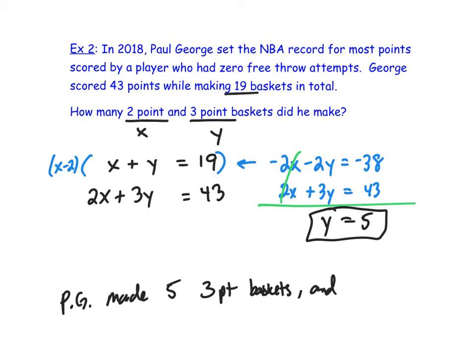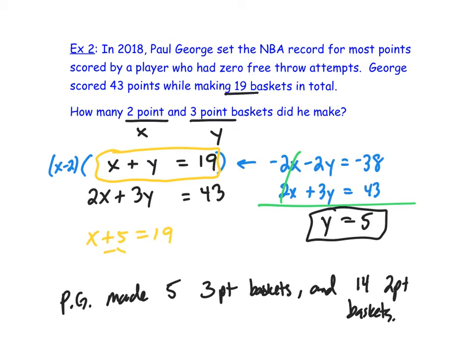And, well, if he made 19 total baskets, then that means he made 14 2-point baskets. So how did I get 14? Well, basically what you can do is take the original equation and say x plus 5 equals 19, subtract 5 from both sides, and x equals 14. So George made 14 2-pointers.